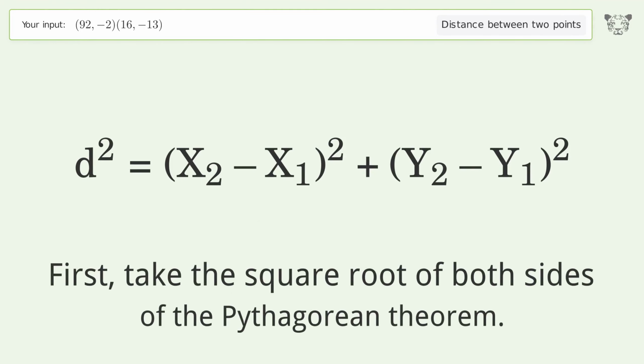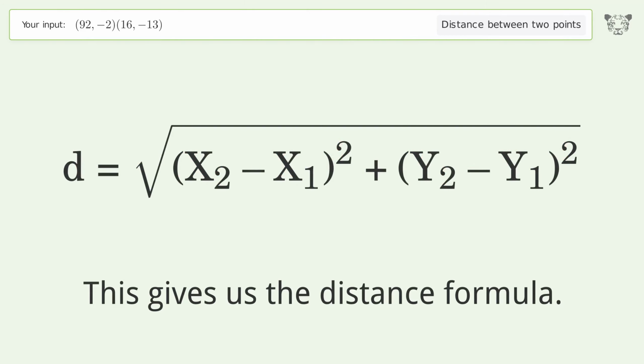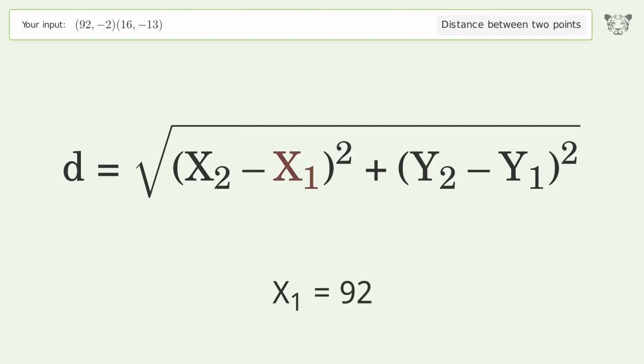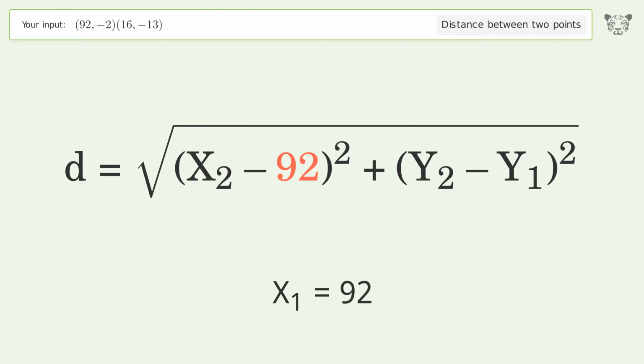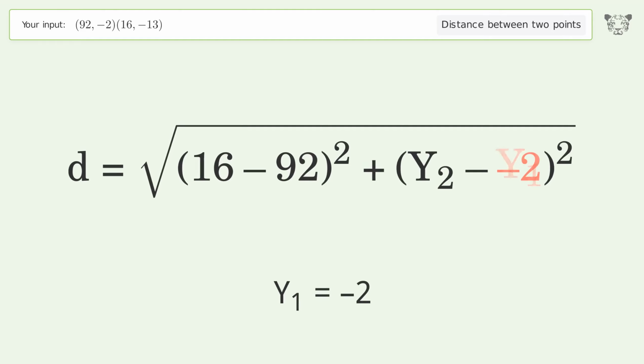First, take the square root of both sides of the Pythagorean theorem. This gives us the distance formula. Plug the coordinates of the points into the formula. x1 equals 92. x2 equals 16. y1 equals -2. y2 equals -13.